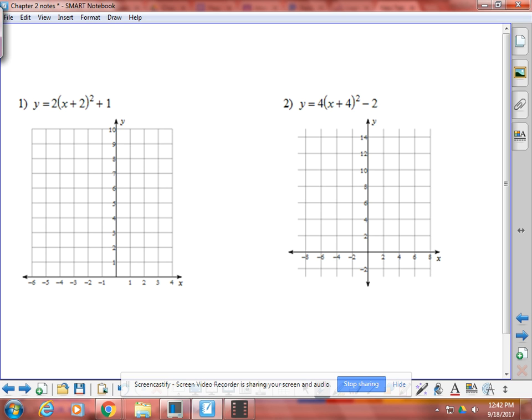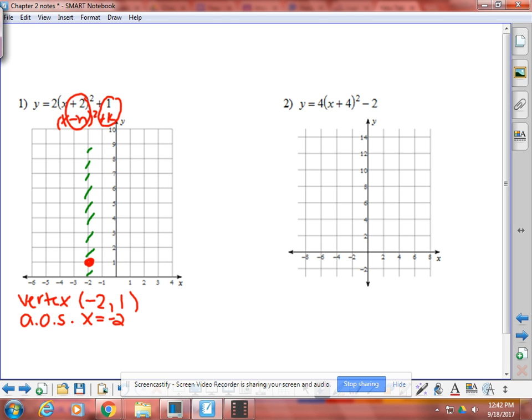So first off, in this one, my vertex is going to be important. My vertex is negative 2, 1, because remember it should be x minus h squared plus k. So these are opposite, and this one's the same. So it's opposite, making it a negative 2, and then the plus 1. So back 2 and up 1. My axis of symmetry is going to be at x equals negative 2. All that does is put a dotted line up here saying that I can fold the graph in half.